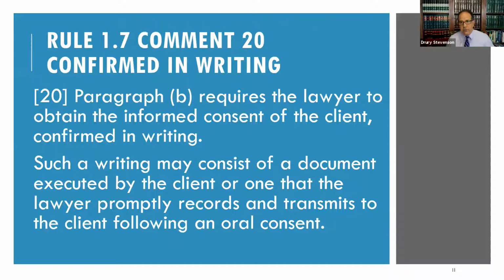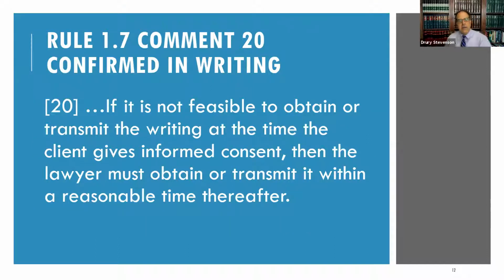So what you can do is get consent to the conflict, explain this in either an in-person or telephone conversation to the client, what your conflict is, and then basically draft a letter recapping your conversation and asking the client to sign that, and or sending it to the client so that you know that they have a written record. If it's not feasible to obtain or transmit the writing at the time the client gives informed consent, the lawyer must obtain or transmit it within a reasonable time thereafter.